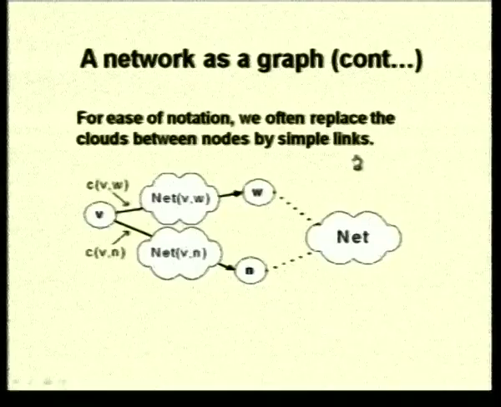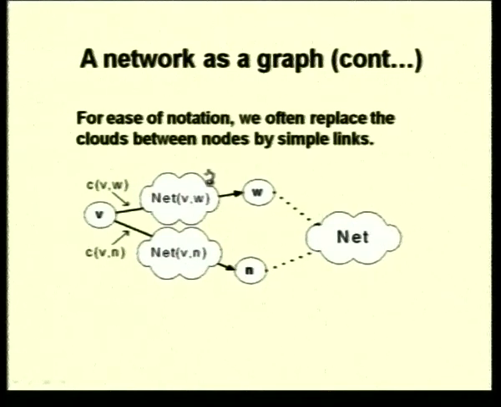So, you take a look at this picture here. I have v connected to w through this net v comma w. For ease of notation, we often replace the clouds, which is actually the network, between the nodes by simple links. So we could just connect this up as a single link with a cost v comma w, which indicates that there is a cost between the nodes v and w.